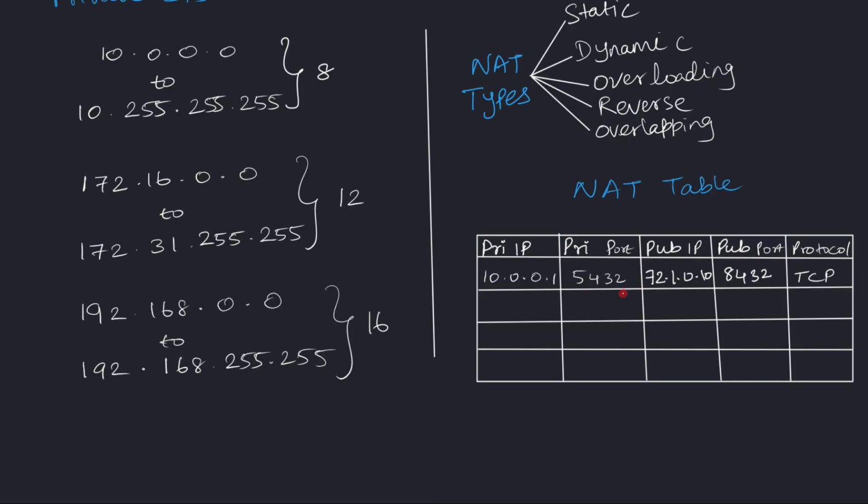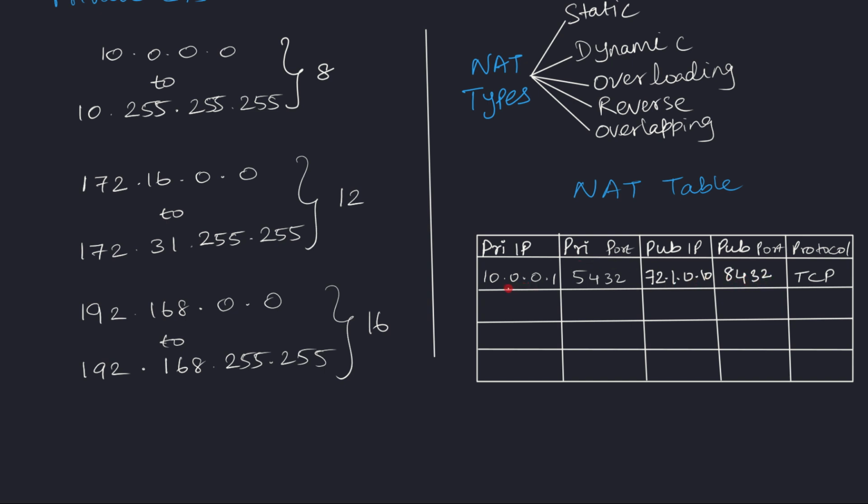Let's take a look at an example of this NAT table, which will make things easier to understand. In this table, we have device A's IP address, which is 10.0.0.1, the private IP address, and this is the port that device A uses for this communication: port 5432. And the public IP address that the router uses is 72.1.0.10, and it assigns port 8432 for this communication.